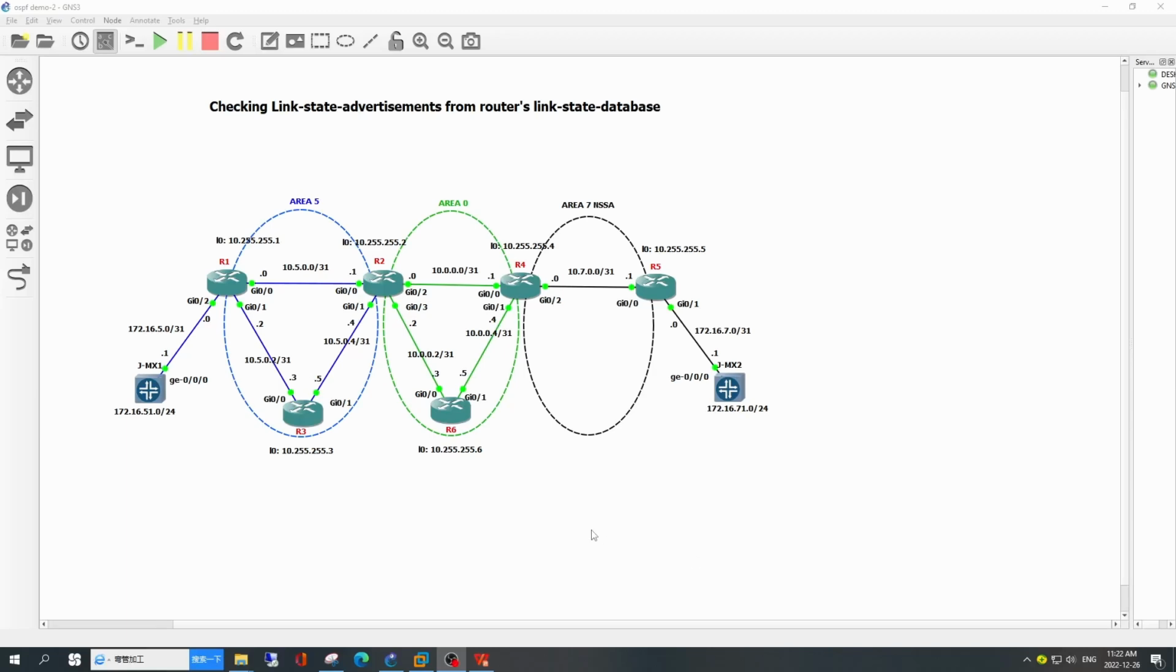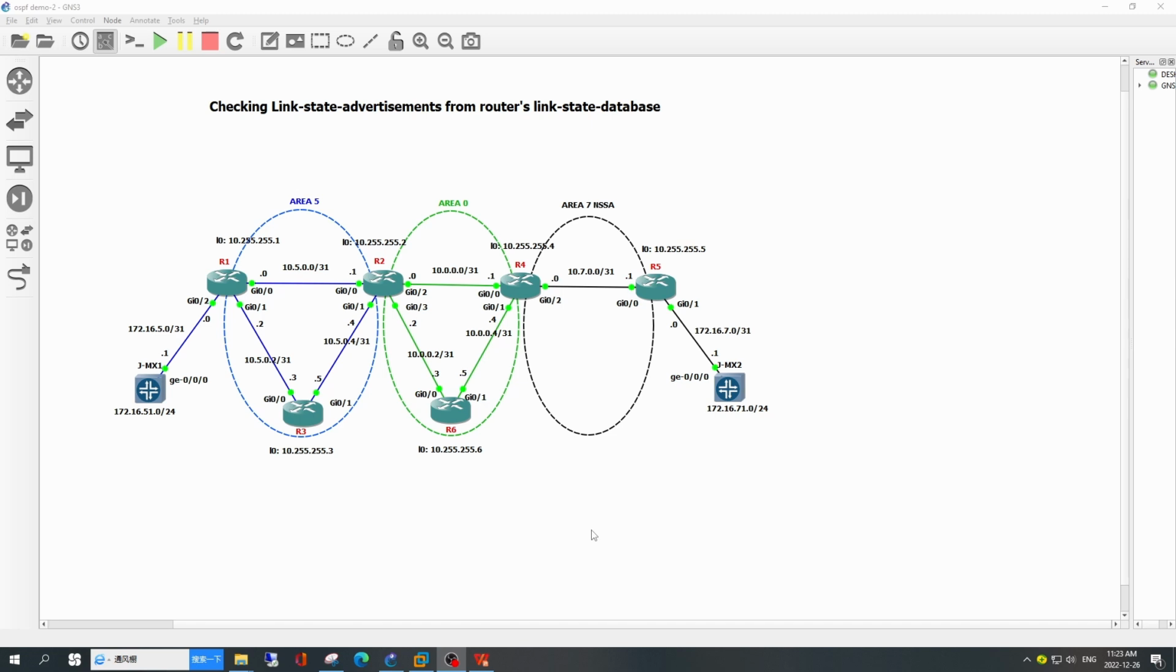In this video, I will demonstrate how to use a router's link state database to check the link state advertisements. In the previous video, we talked about the link state advertisement in detail. I put the link in the description below. If you're interested, you can take a look.